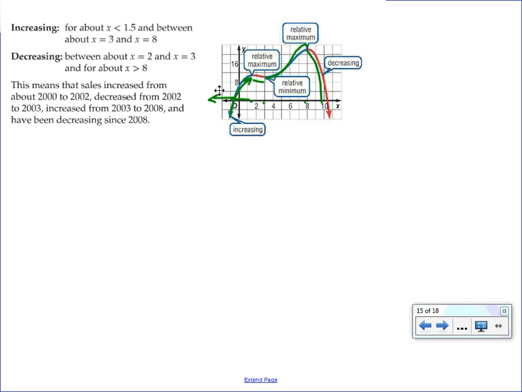So what does this mean? What does that tell you? What do those relative maximums and minimums and the increasing and the decreasing tell you? It tells you that sales increased from 2000 to 2002. It decreased from 2002 to 2003. And then it increased again from 2003 to 2008. And it has been decreasing ever since 2008.